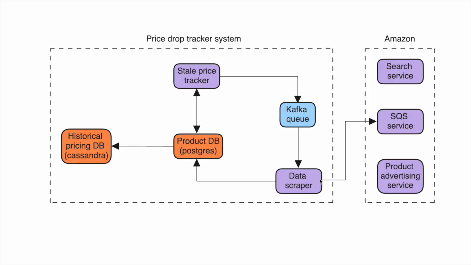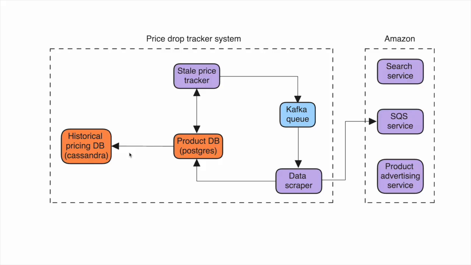Once we retrieve the information about these products from Amazon, the data scraper would store them into our product database that would be implemented as a SQL database. And then from here, we have two things. First, we would have some sort of database triggers that would, on every single write to our SQL database, trigger an event. And that event would go to our historical pricing database that would be implemented like a Cassandra and maintain the price timeline for every single product.